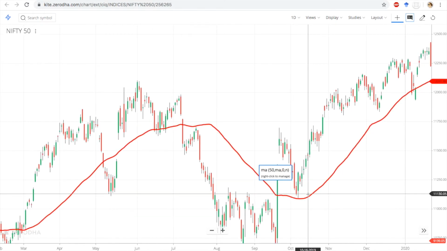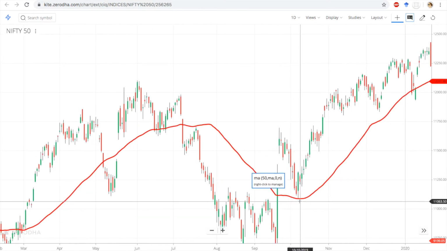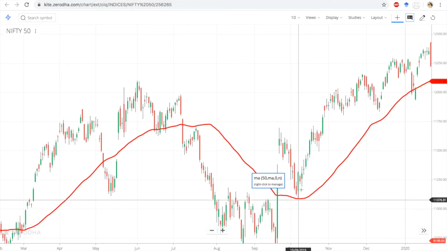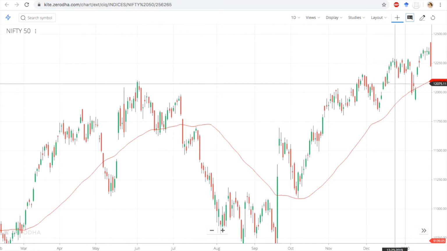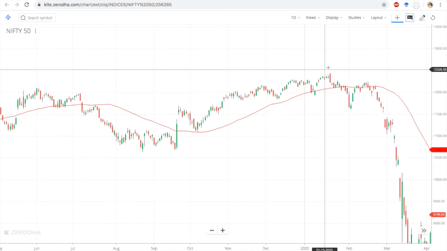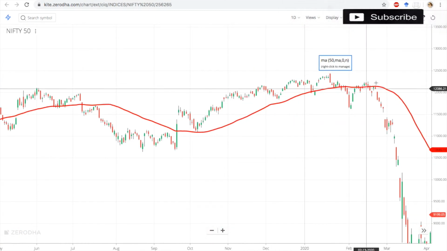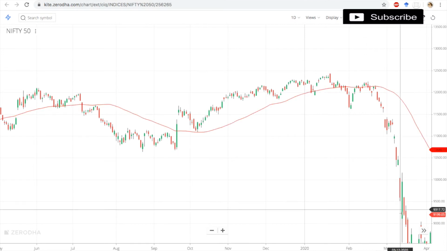See here, you can see it come down, take support at the 50-day moving average, and go up; down, go up, again taking support at the 50-day moving average, go up; then down, now taking resistance at the 50-day moving average, and down.